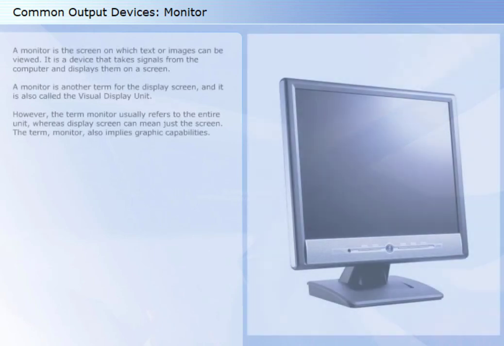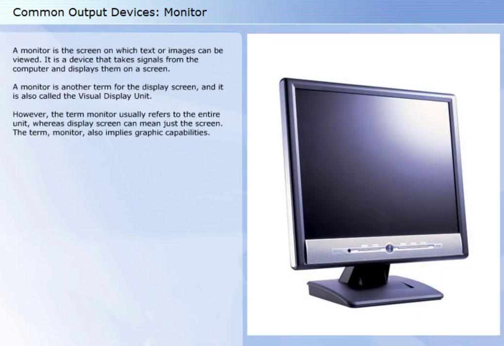A monitor is a screen on which text or images can be viewed. It is a device that takes signals from the computer and displays them on a screen. A monitor is another term for the display screen, and it is also called the visual display unit. However, the term monitor usually refers to the entire unit, whereas display screen can mean just the screen. The term monitor also implies graphic capabilities.